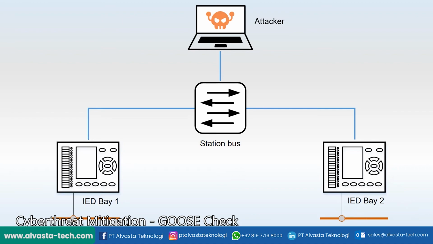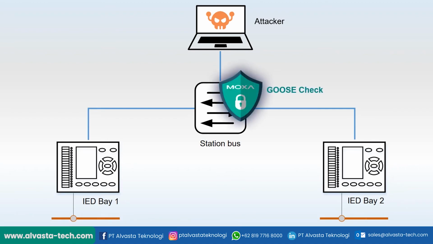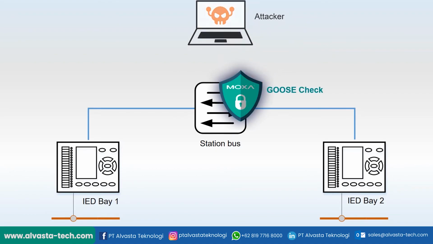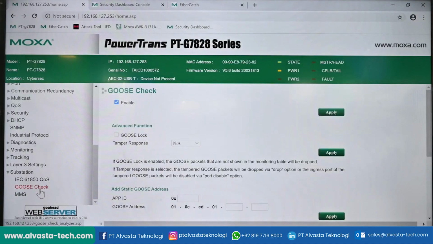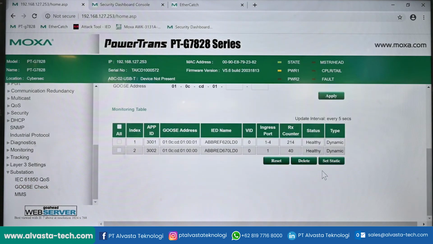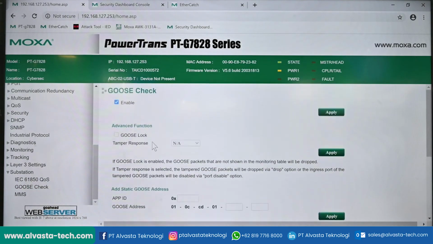So our solution is based on the Ethernet switch. The Moxa PT series provides a special feature called GOOSE Check. It recognizes GOOSE protocols, remembers legitimate flows, and detects tampering activities. During the commissioning stage, we can verify that all GOOSE flows are legit via the switch user interface. Then, we can lock it by enabling GOOSE Lock and tell the switch to drop abnormal GOOSE messages.